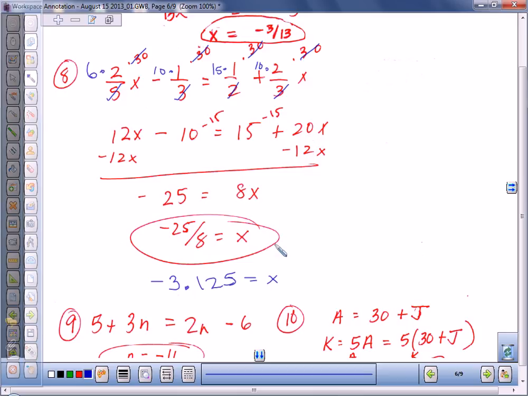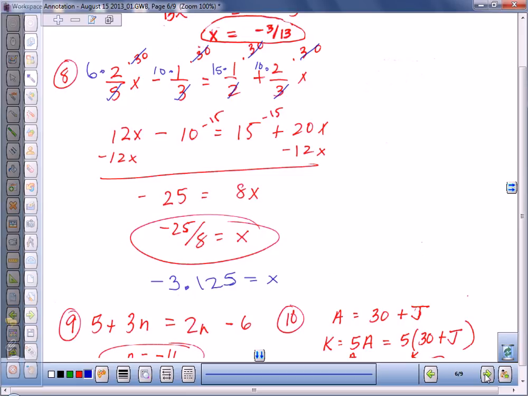Now, both of these are exact answers. I'd accept either one: negative 25/8 or 3.125. Those are both exact. What would change if this were an approximate? What would I do right here if it was an approximate? Yes, we would put the squiggly lines.